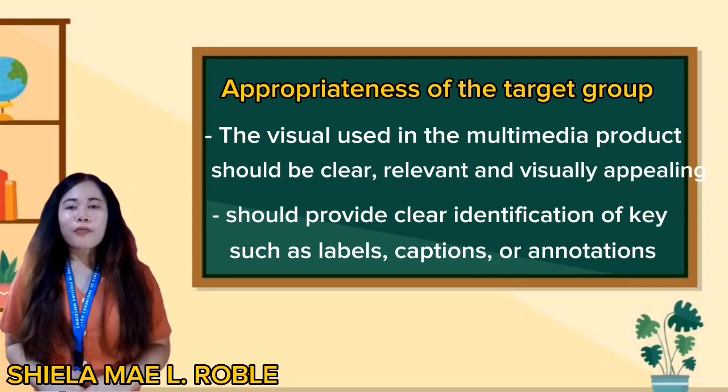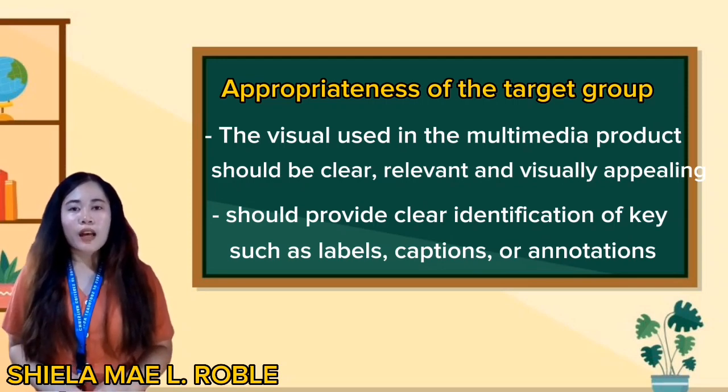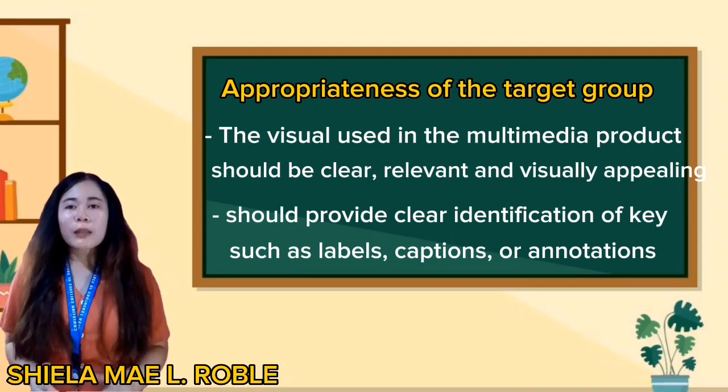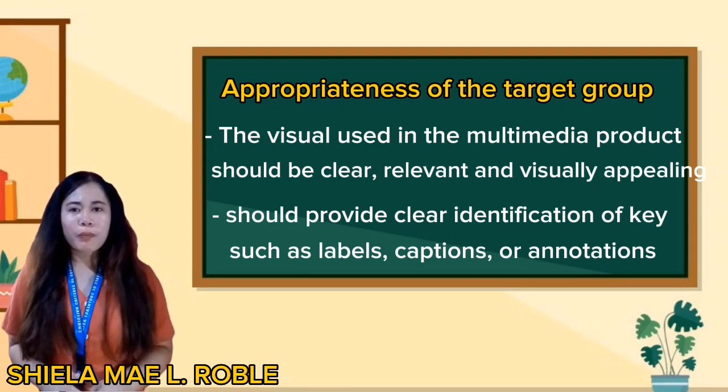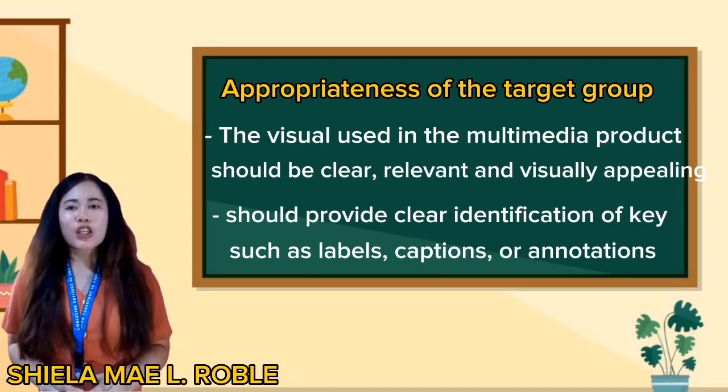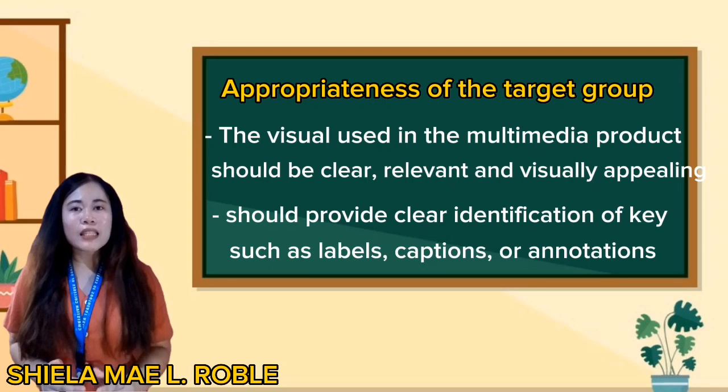And also, the visuals used in the multimedia product should be clear, relevant, and visually appealing. It should not be overly complex or distracting, which would hinder comprehension. And lastly, the multimedia product should provide clear identifications of key elements such as labels, captions, or annotations. These identifications help learners understand and relate to the presented content.